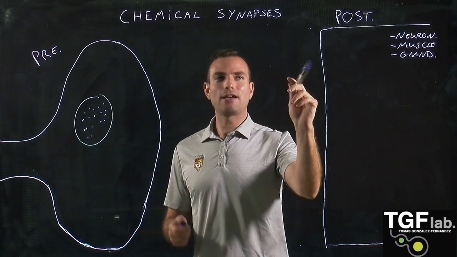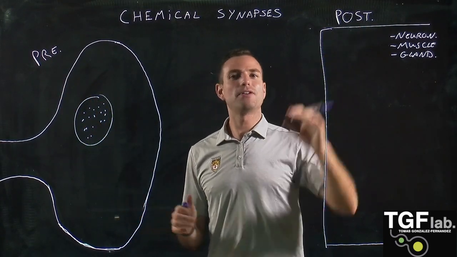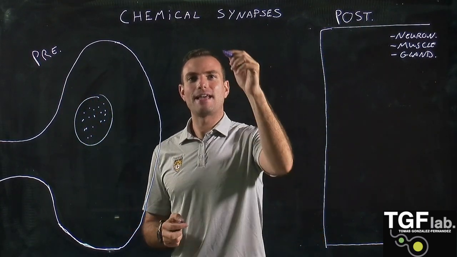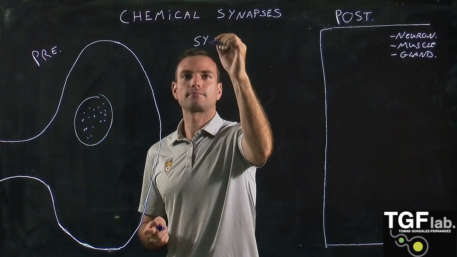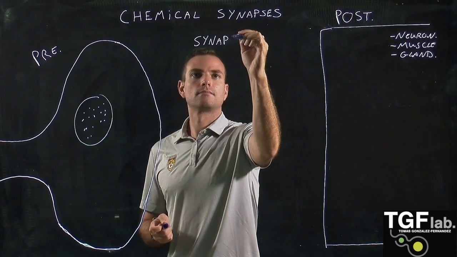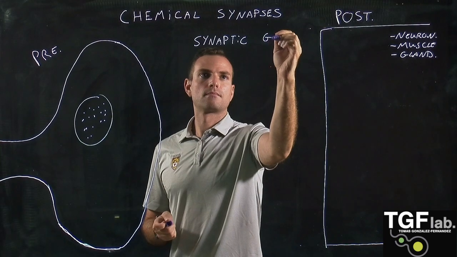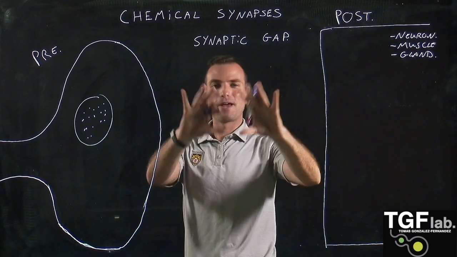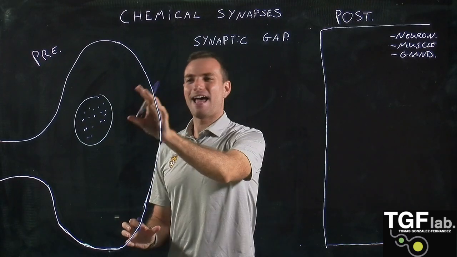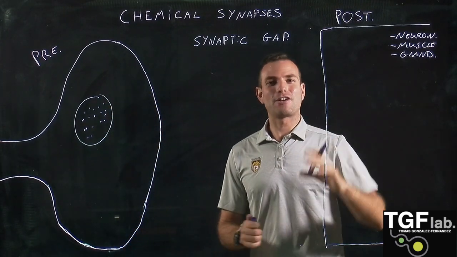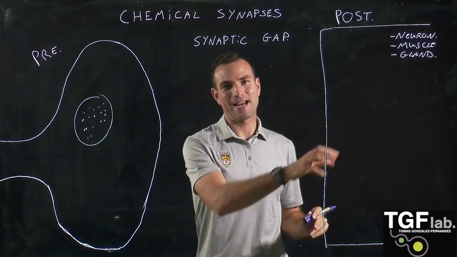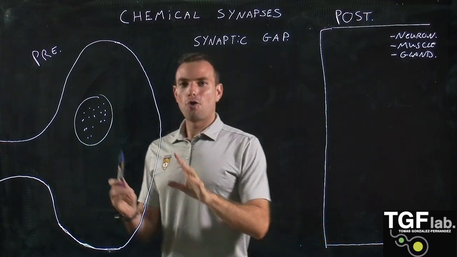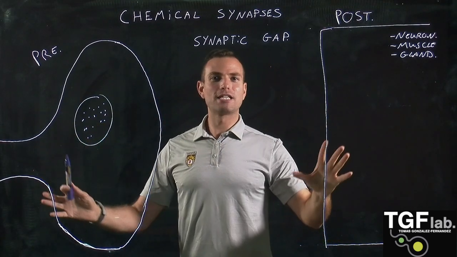And finally, between the presynaptic cell and the postsynaptic cell, we have the synaptic gap. The synaptic gap is the distance that the neurotransmitters need to travel in order to activate the postsynaptic cell, okay? So let's start with how all this process happens.